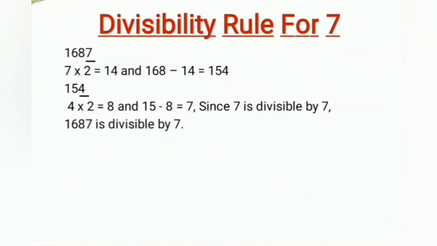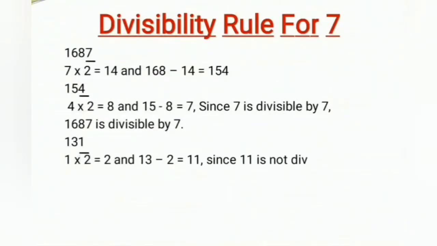One more example is 131. Here the ones place digit is 1, so multiply it by 2, and 13 minus 2 is equal to 11. Since 11 is not divisible by 7, 131 is not divisible by 7.